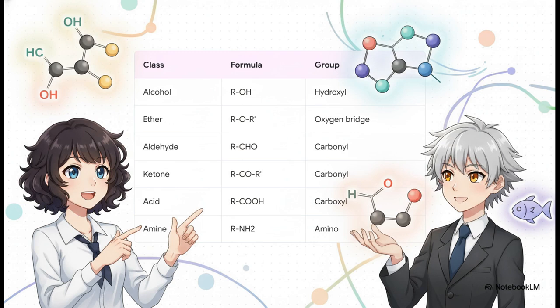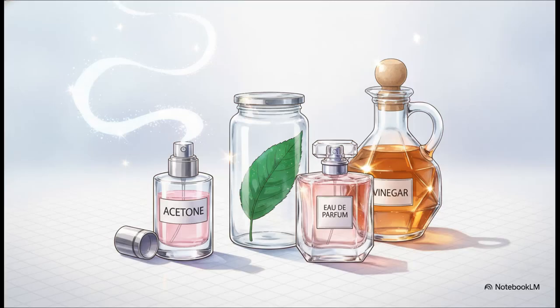Just by tweaking the oxygen and nitrogen arrangements, we get entirely different classes of compounds. Slap on an OH, it's an alcohol. An oxygen bridge, you've got an ether. A carbonyl flanked by carbons gives you a ketone, while an NH2 gives you an amine, which usually has that distinct, basic, fishy smell. Bringing this entire thing full circle, right back to our original hook, these functional groups are the secret ingredients in our daily lives.